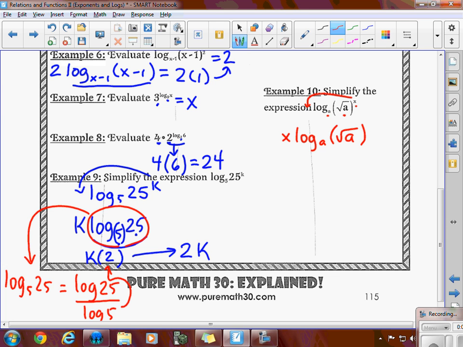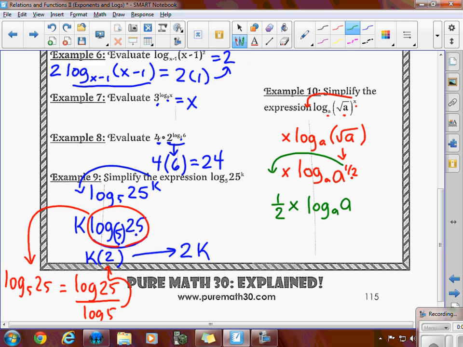Now looking back into grade 10 and 11 on our radicals units and radicals with their exponents, I know that the root of a is the same thing as a to the 1/2. So I can rewrite this log expression as log base a of a to the 1/2, still with that x out front. Now if I examine this again, I do have a power of a half on that a, which means I could take this half and drop it yet again. So I'd have half an x multiplied by log base a of a.